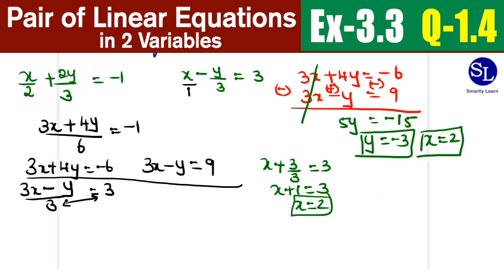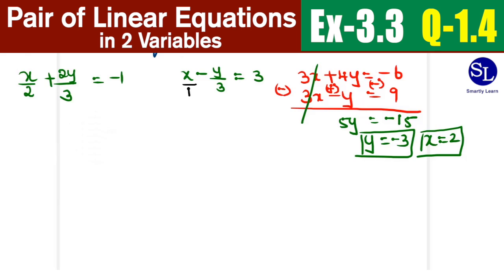Now what we have done is the elimination method. So I'm going to move on to the substitution method. In substitution method, I don't need to remove the fraction. Let's see how I'm going to simplify. I'm going to take the second equation. So x is equal to 3 plus y by 3. This is what I got.